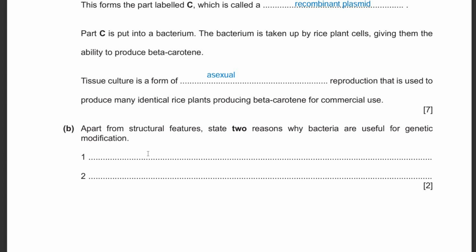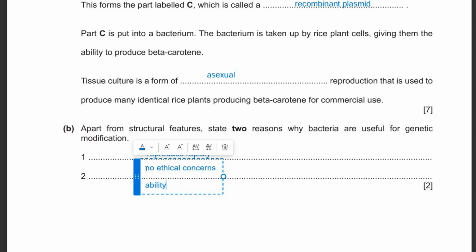So what are the advantages? The advantages are that they reproduce rapidly, and there are no ethical concerns. Some extra points I'm writing for you are that they have the ability to make complex molecules.